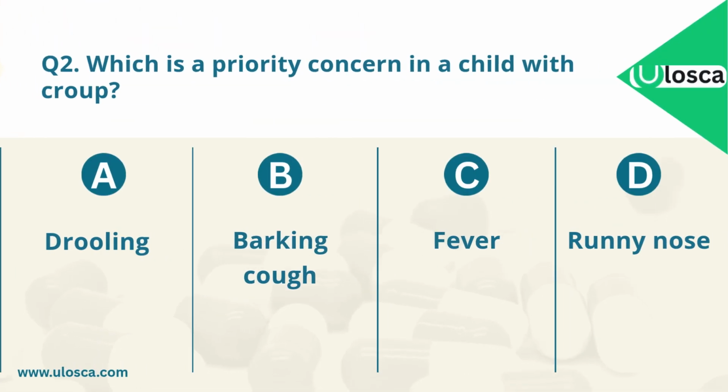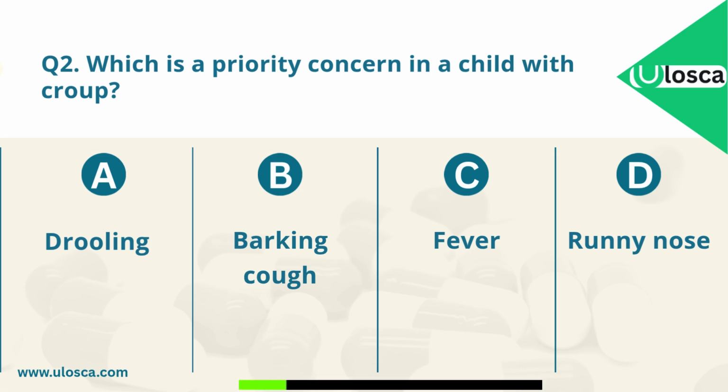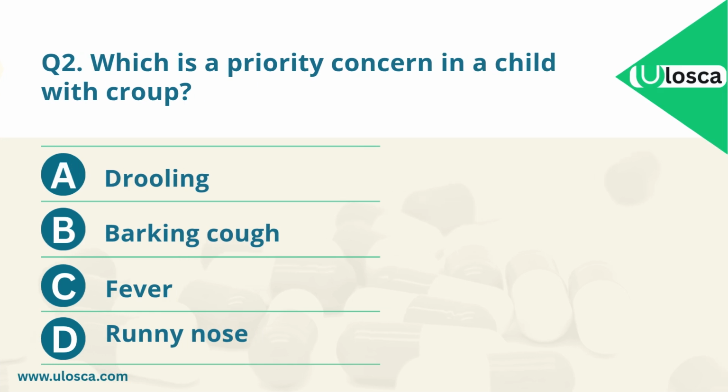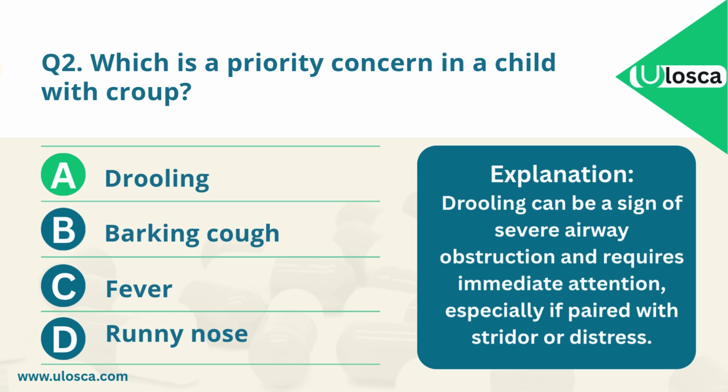Question 2. Which is a priority concern in a child with croup? A. Drooling, B. Barking cough, C. Fever, D. Runny nose. Which one is the correct answer? The correct answer is A. Drooling. Explanation. Drooling can be a sign of severe airway obstruction and requires immediate attention, especially if paired with stridor or distress.